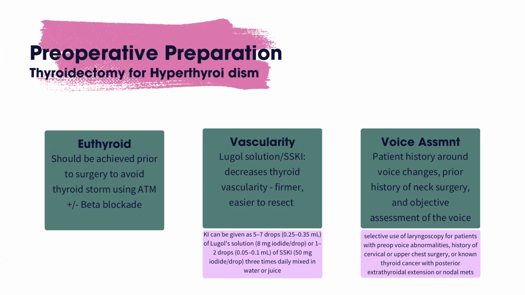And then a voice assessment. So this is necessary to do with all patients. So this really is just getting a good history and physical. So do they have any history of voice changes? Have they had prior neck surgery? And do an objective assessment of their voice, so you know what they sound like, so you can then compare post-op. Laryngoscopy is a good tool, but it's not necessary in everyone. However, if someone does have a history of voice abnormalities or has a history of neck or upper chest surgery, you will want to get a laryngoscopy just to make sure that their vocal cords are functioning appropriately.